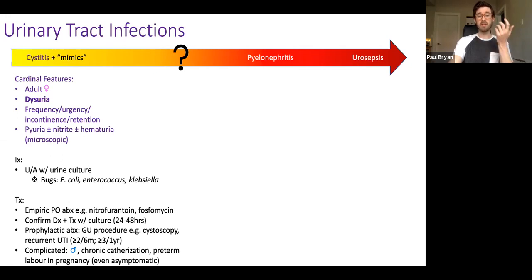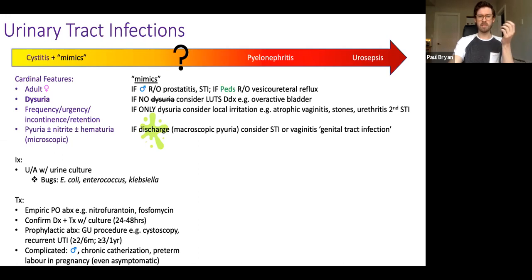And then definitely things that should make you think of something else is if you have these other features, like mimics. So if they're male, you have to definitely rule out prostatitis. That's number one. And an STI, of course. If they're peds, you have to consider imaging and an ultrasound for vesicular reflux. If they don't have dysuria and only lower urinary tract symptoms like frequency, urgency, incontinence, then you're thinking of primary bladder issues like overactive bladder and non-infectious things.